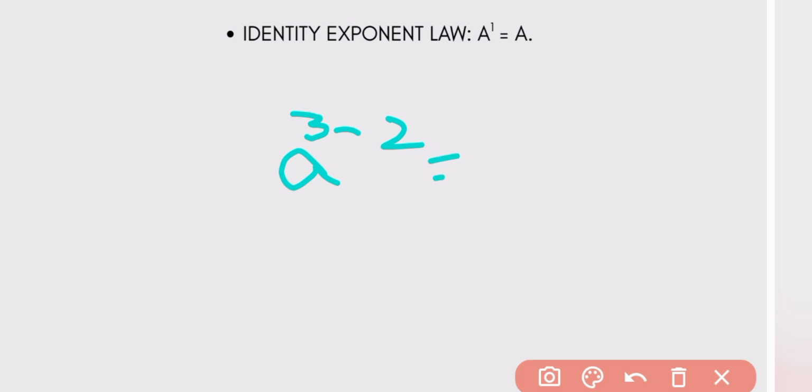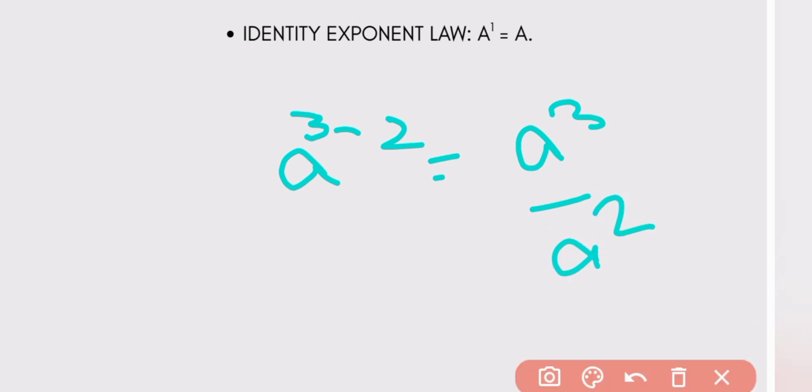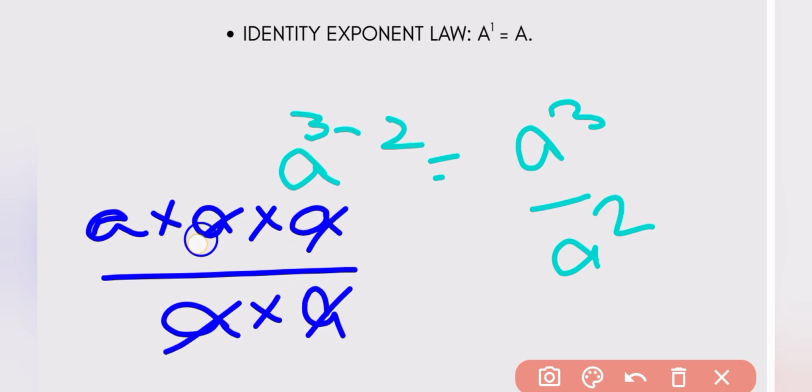So this can be written as a to the power 3 upon a to the power 2, which we can write as a into a into a upon a into a. So we'll cancel out these similar terms and we'll get a.